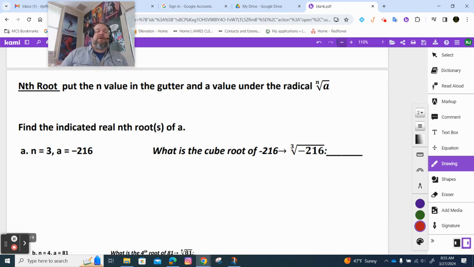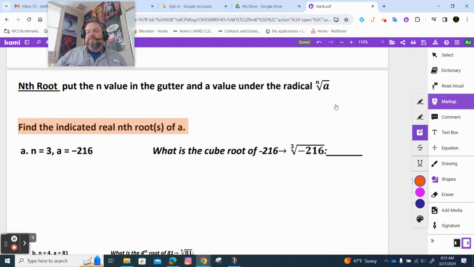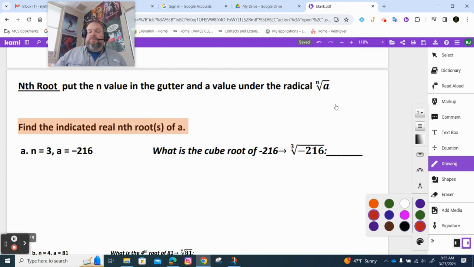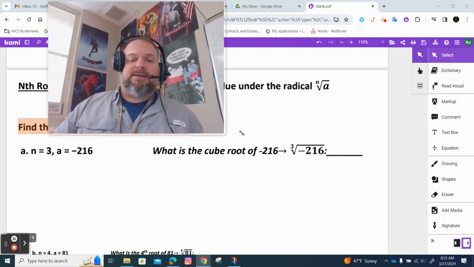All right, next part, the nth root. Put the n value in the gutter and the a value under the radical, so it looks kind of like that. So it says find the indicated real nth root of a. That's what it will say on like the ACT and stuff like that. All right. So what we have to do is in our calculators.